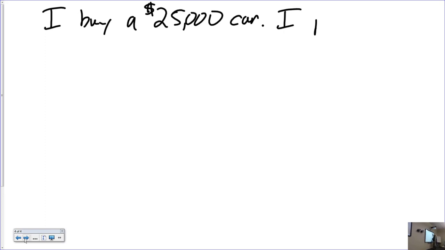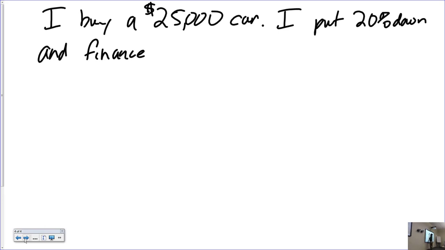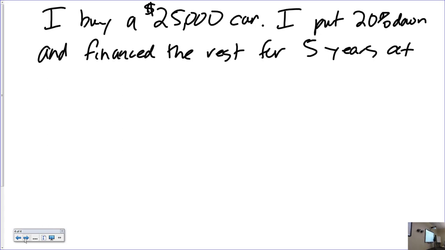All right, so let's suppose that I put 20% down and financed the rest for 5 years at, let's suppose that I don't have that good credit, so let's suppose it was at 8%.